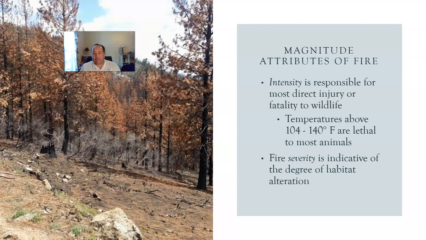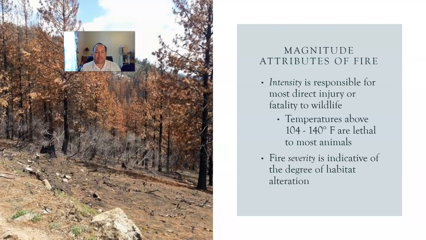Fire severity is indicative of the degree of habitat alteration. So we can see right here in this picture on the left, pretty severe fire. And the reason we can say severe fire is, well, how much did it alter the habitat? You can see all of the trees are burnt. You can see there's no shrubbery. You can see there's not really much grass. It should look something like this maybe up here, but we're seeing there's nothing of that down there, which means that's a pretty severe habitat alteration.